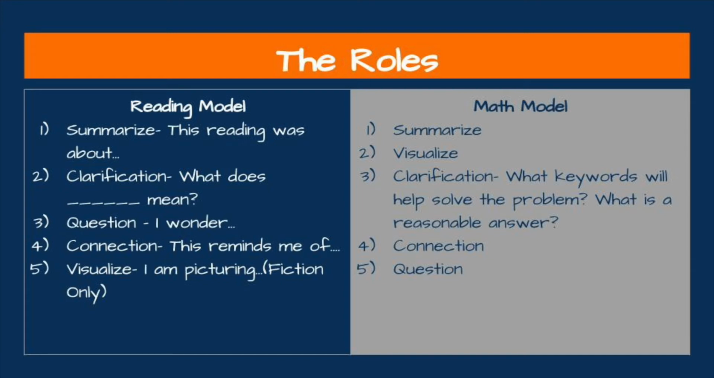They each have 5 steps: summarizer, clarification, questioner, connection, and visualizer. They have different roles, as you can see, in each process, but working together collaboratively, students can go through reading text or a story problem to solve it. As you work through this with students, it may be effective to give them cards to remind them on starters, similar to the list that I have here. It'll be very helpful when you're trying to get students to engage in meaningful discussions throughout the class period.